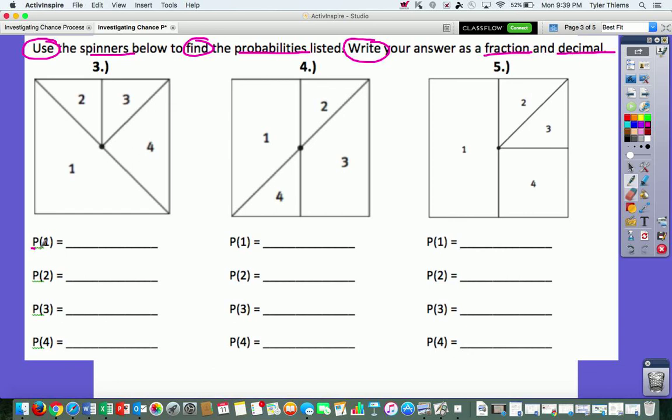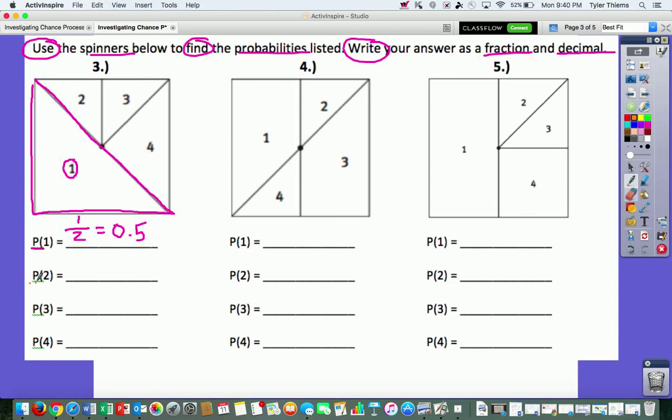So for the first one, the probability of landing on a 1. We have to think strategically about this. Notice that 1 takes up half of this square. You can see because it's cut diagonally, it takes up half of the square. So that one's an easy one. We can know that's 1/2, and as a decimal, that's 0.5. So that first one's pretty straightforward.